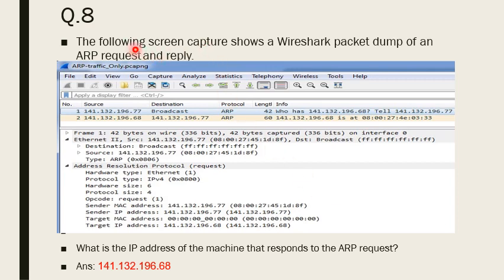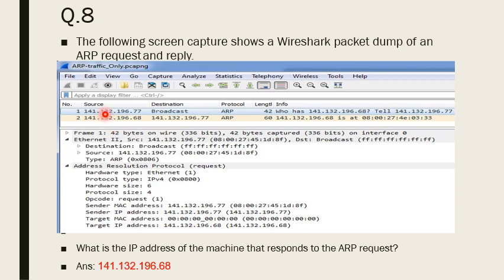Question 8. The following screen capture is a Wireshark packet dump of an ARP request and reply. What is the IP address of the machine that responds to the ARP request? If you see the first packet, it is saying, who has 141.132.196.68? And who is responding? Of course that computer is responding, which is here.